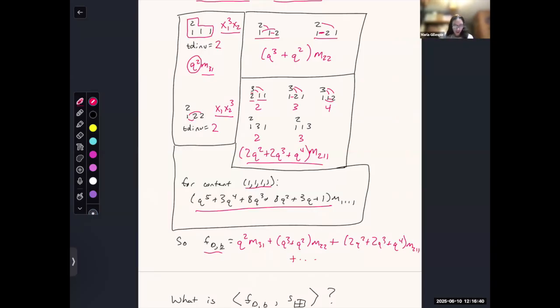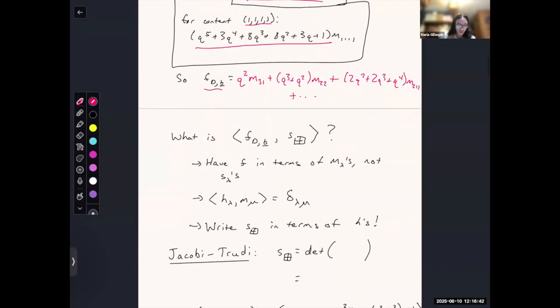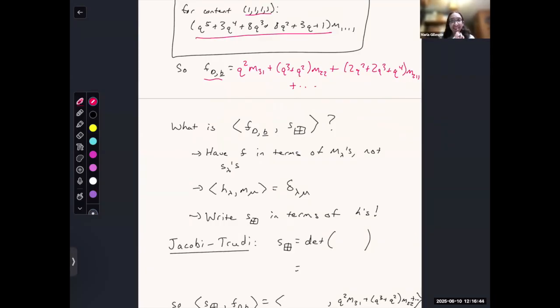Plus dot dot dot. And the disadvantage here is that this is a monomial expansion at its core, right? I mean, this is what the tdiv gives us. We don't have a way of putting it into Schur functions. When we're trying to find an inner product in terms of Schurs, we want to express in terms of Schurs.